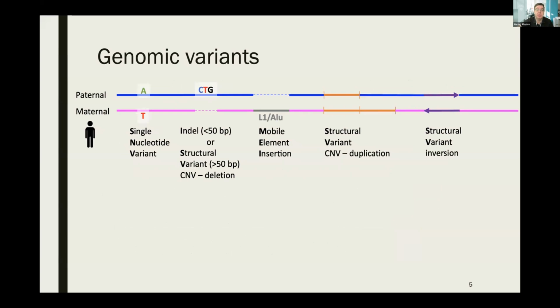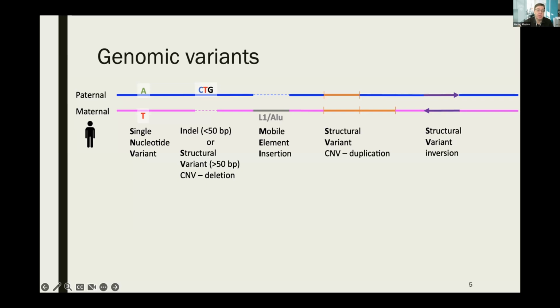What do we mean by genomic variants? Oftentimes people mean just point mutations, but actually it's more than that. In our genome, we have two haplotypes, paternal and maternal, and they're not necessarily identical. There could be some differences. These are genomic variants, and these are a few examples.